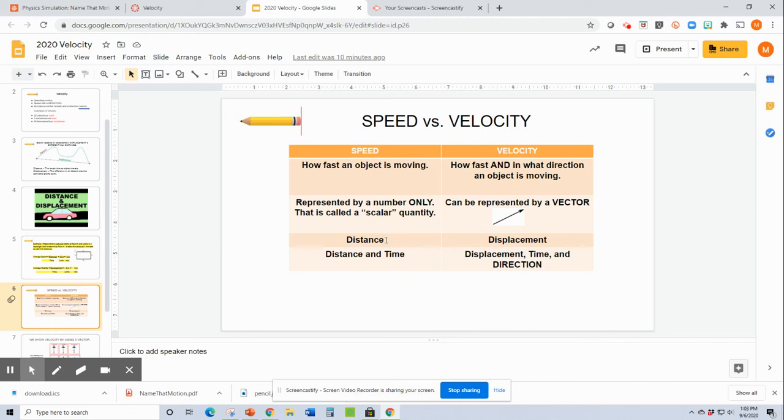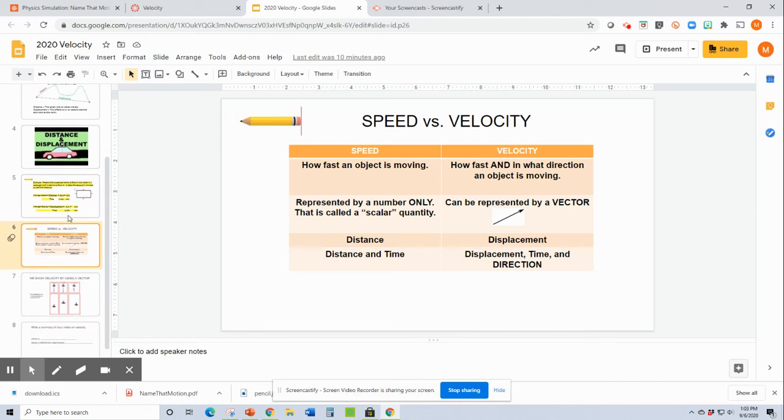Speed depends technically on distance. Velocity depends on displacement. So if I really want to accurately represent speed, I would use distance and time, but if I want to accurately represent velocity, I would technically need displacement, time, and direction. So make sure you get this in your notes.